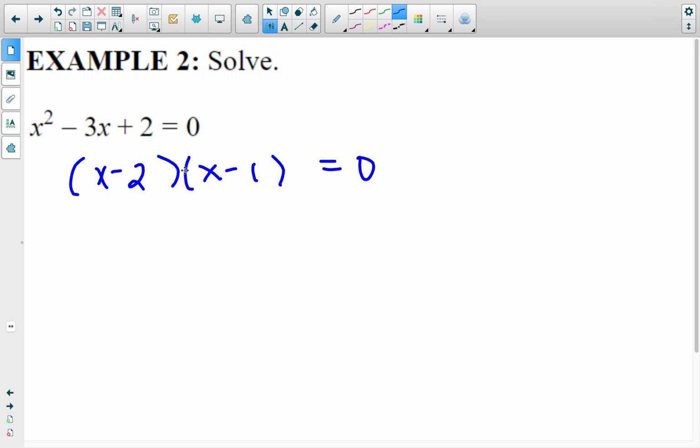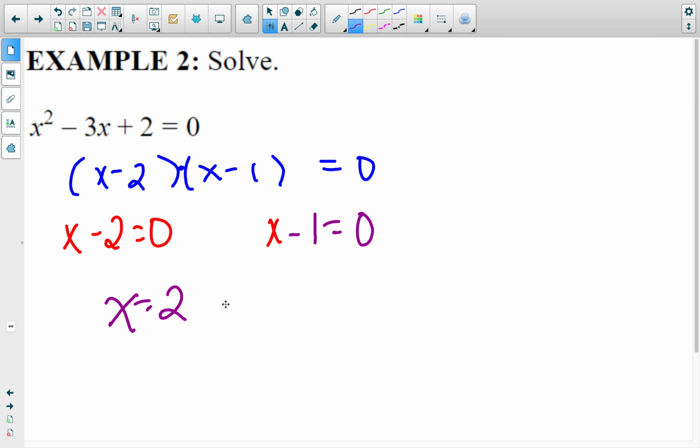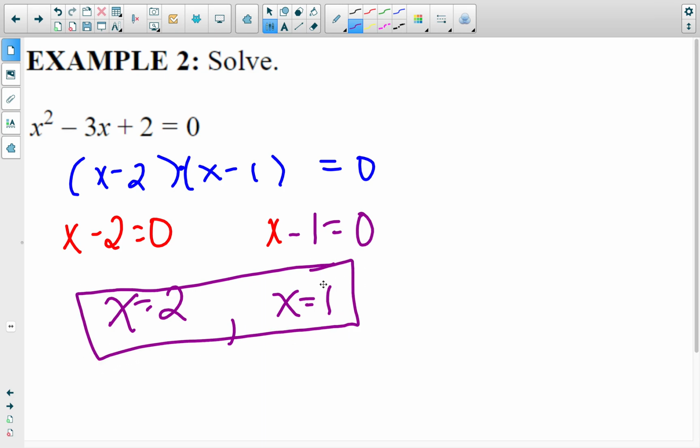Think about this for a second. We're saying that some quantity times another quantity equals 0. So either this quantity has to be 0 or this quantity has to be 0. That has to be true. So we're going to set up those two options: x minus 2 equals 0, x minus 1 equals 0. We're going to have two possible values for x. x could equal 2, x equals 1. And that's that.